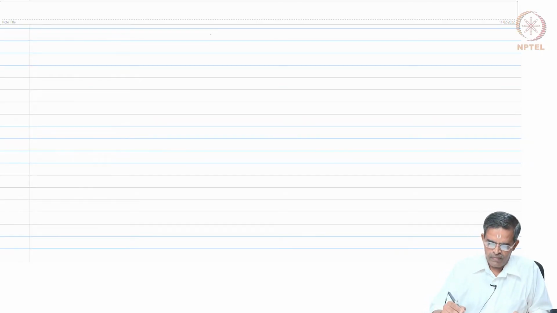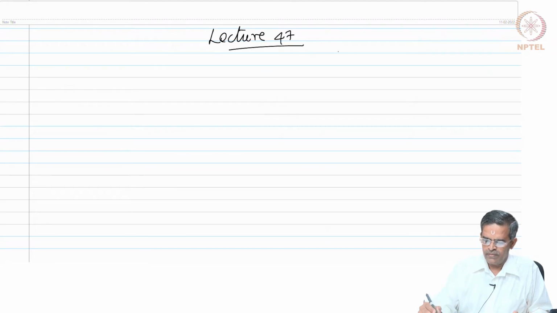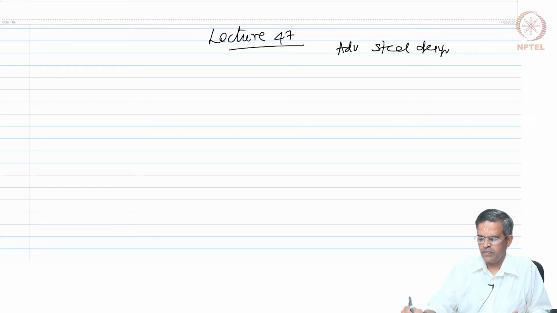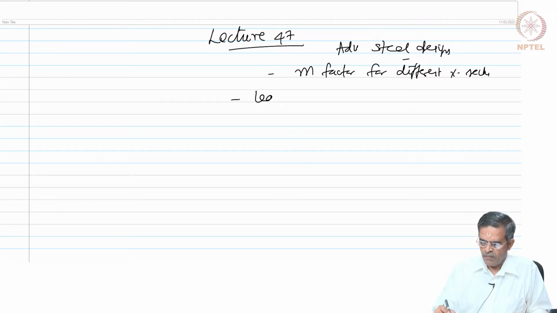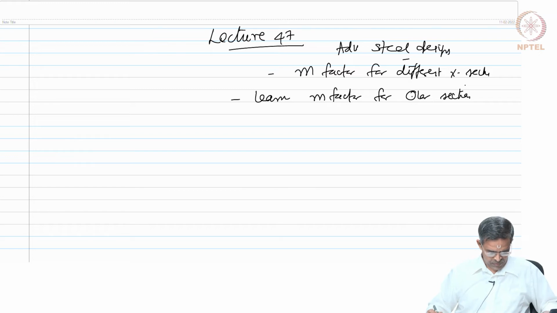Okay friends, welcome to lecture 47 of Advanced Steel Design course. We are continuing to discuss the M factor for different cross sections. So, in this lecture we are going to learn the M factor for circular section and a few more geometric shapes.